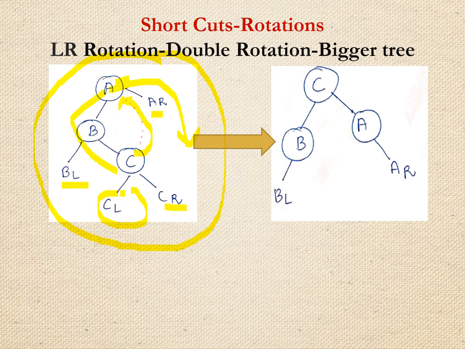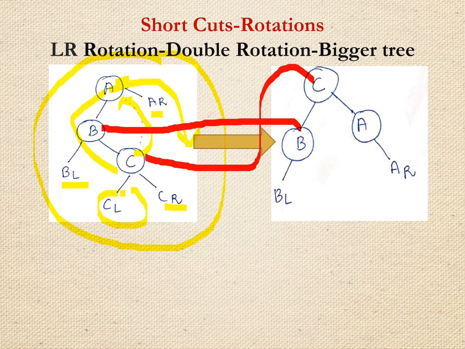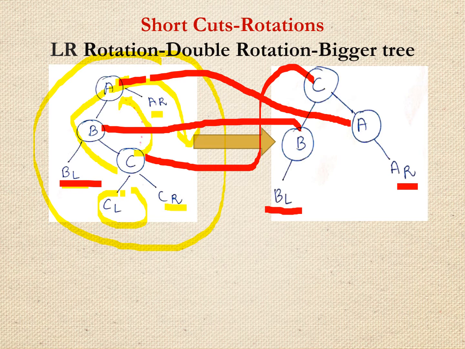So we'll have the solution as it is. B will be on the left as its position. C will become your root node. So this is your C, and A will be on the right of this C. Now BL is as it is, and AR, that's the right child of A, is also on the proper position.